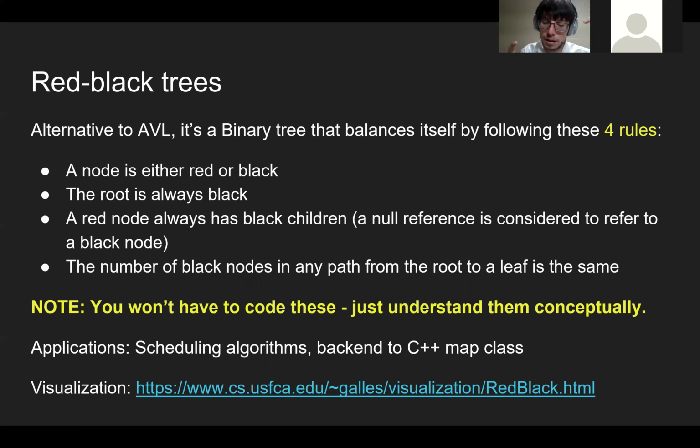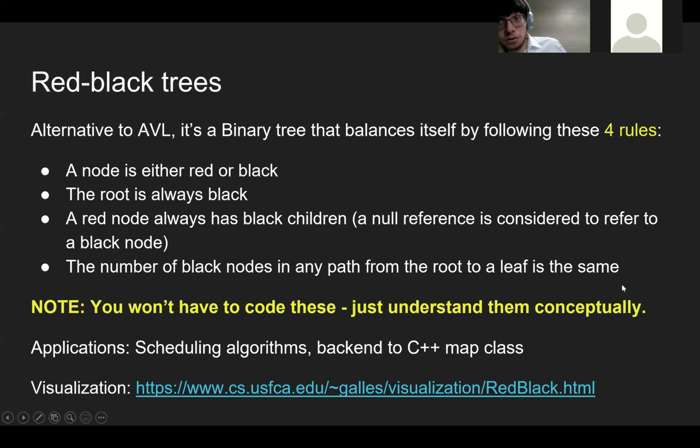So anytime you have a path from root to leaf, you can't have 2 consecutive red nodes. A red node can't have a red child. And this other part is saying that it's okay for a leaf to be red. That's what this in parentheses is saying. I don't know why it sounds so complicated, but it's just trying to say a leaf can be red. And the number of black nodes in any path from root to leaf is the same.